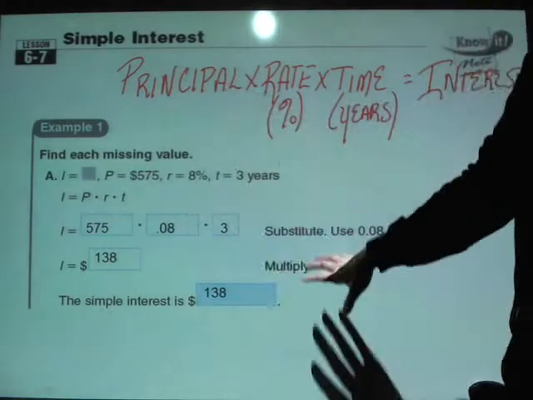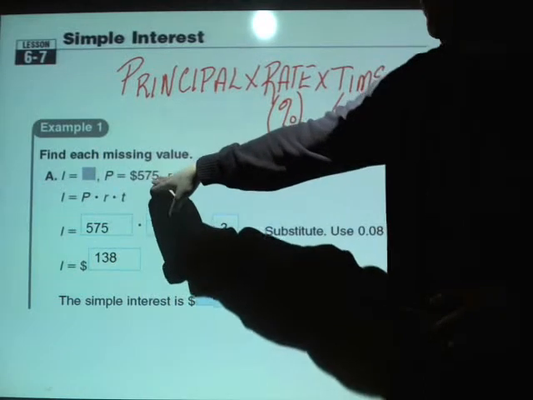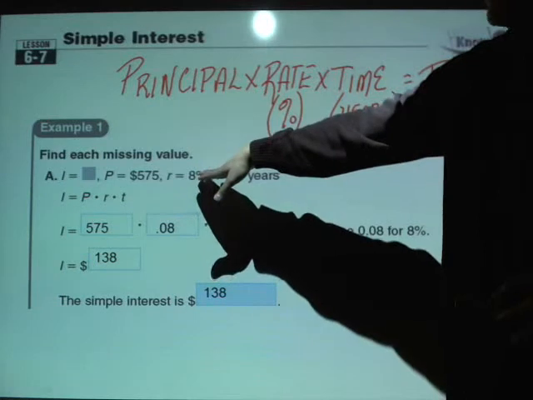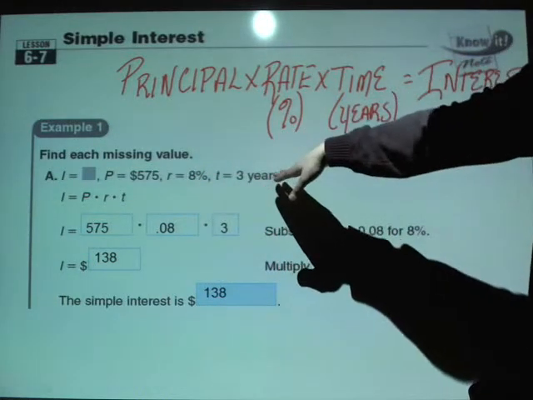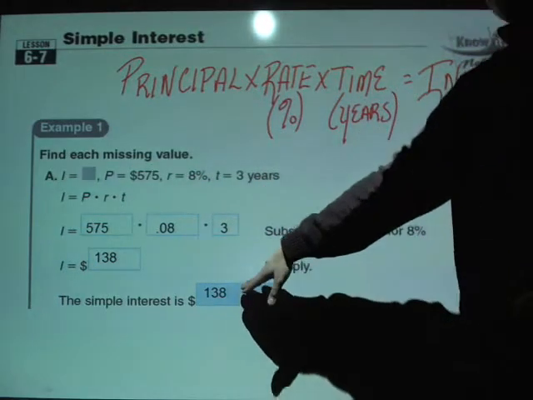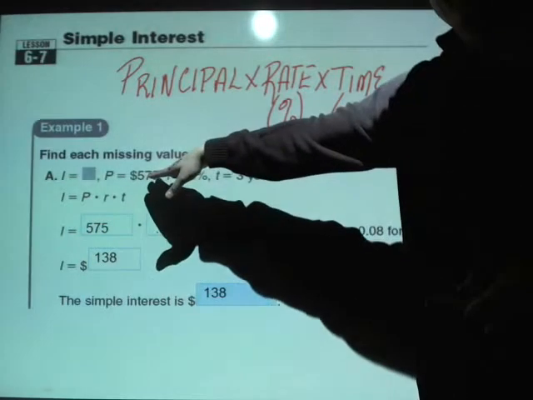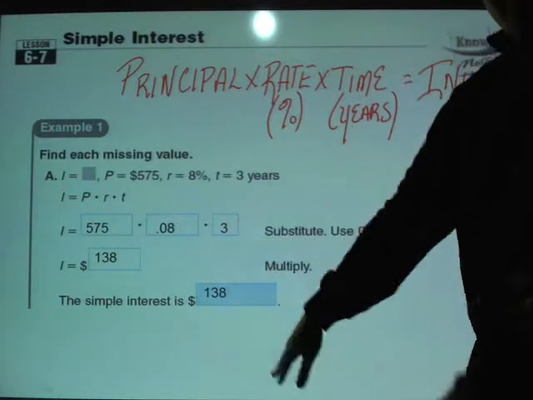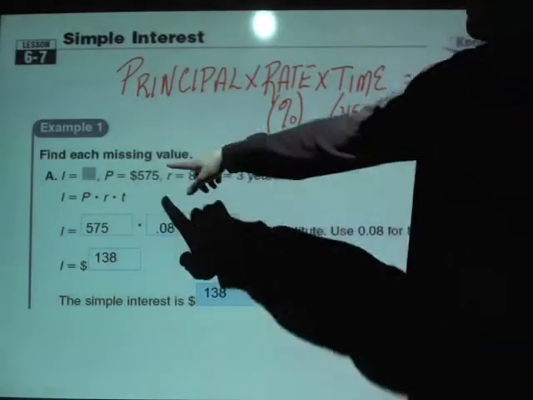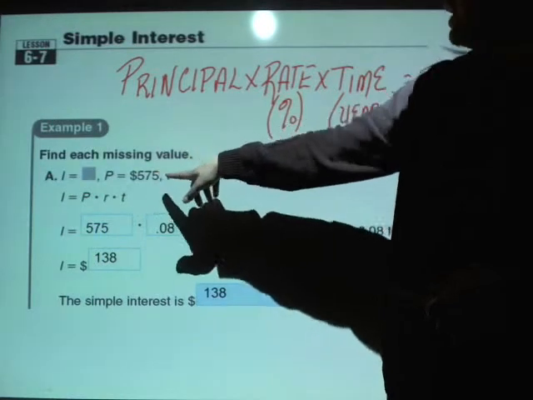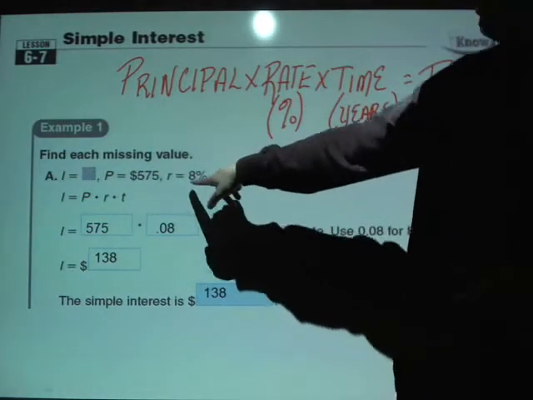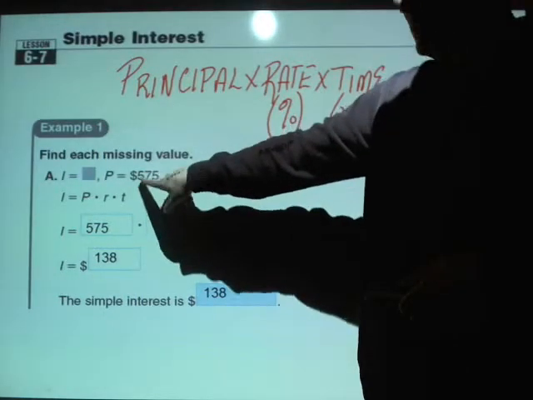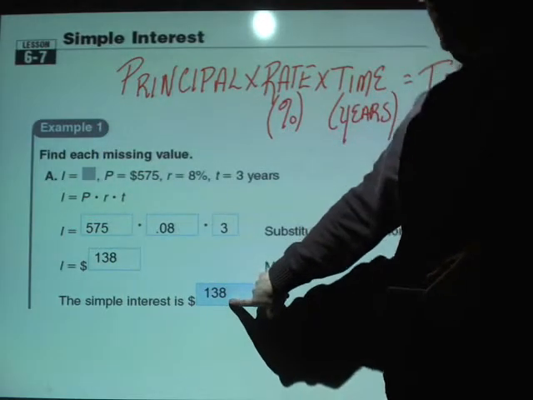Put that into some context for you. If I go to a bank and I put $575 in the bank, they're going to give me 8% on my money, and I leave that money for 3 years, I'm going to make $138 in interest. I'm still going to have my $575, but now I'm going to have $138 more. If you want to put the negative connotation on it, if the bank loans me $575 for 3 years and I pay them 8% interest, when I pay that loan back, I have to give them the $575 plus the $138 in interest.